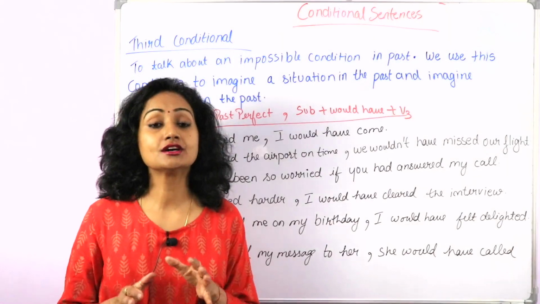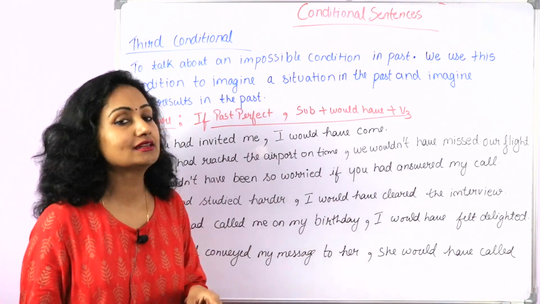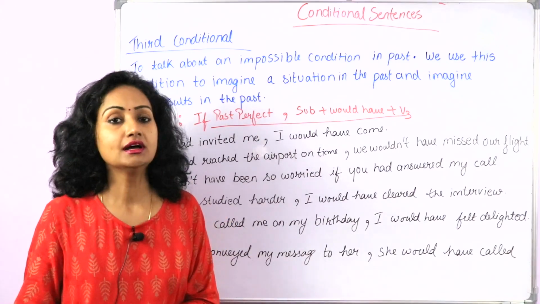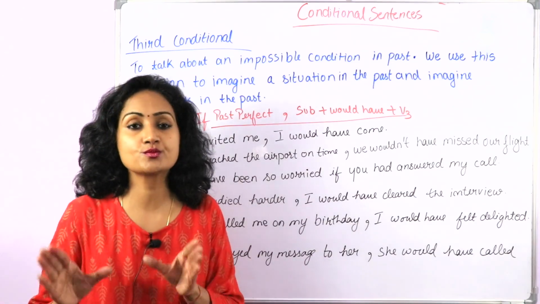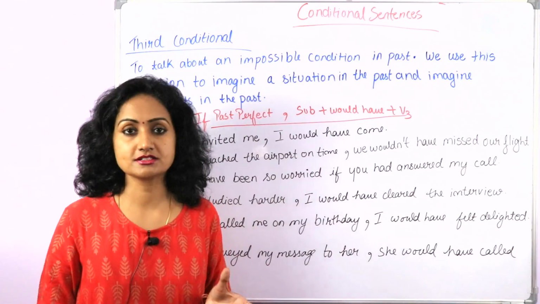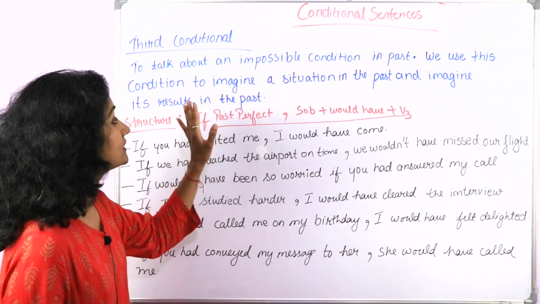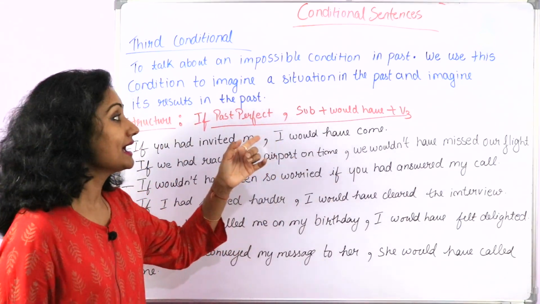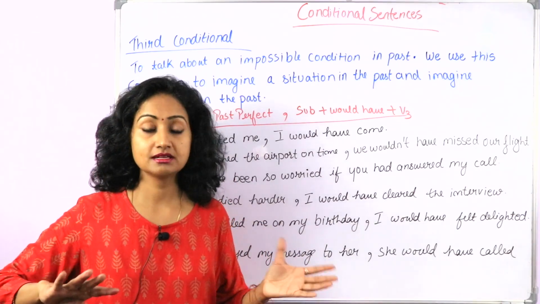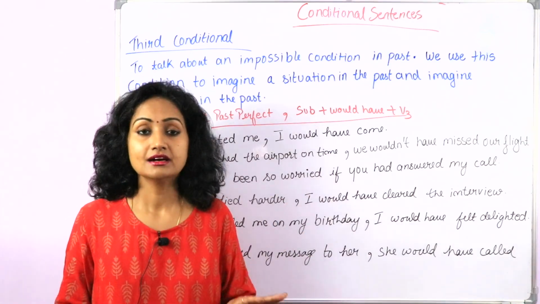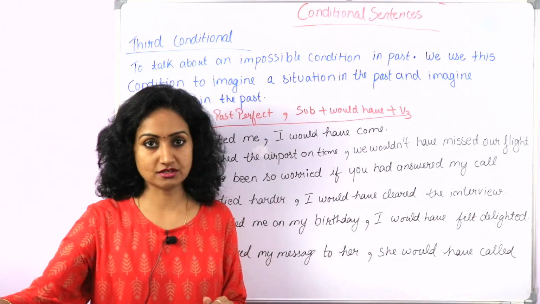The last one is third conditional. Third conditional is used to talk about an impossible condition in the past, not in present or future. Don't get confused between second conditional and third conditional. Second conditional is all about present and future. We don't talk about past, and third conditional is all about past. So we use this condition to imagine a situation in the past and imagine the results in the past. A situation in past, imagination, not the reality. A situation in past that did not happen and the result of that situation.